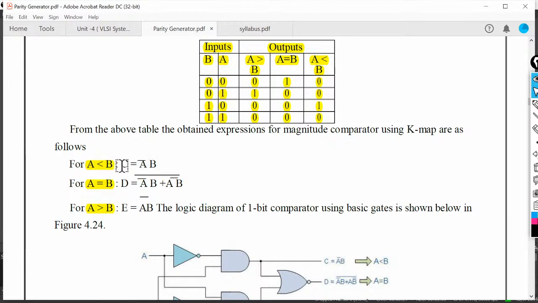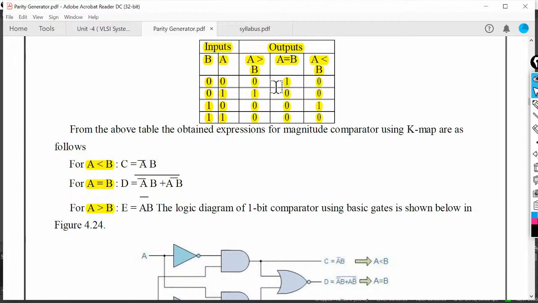If A is less than B, at that time we will get the output combination as A bar B. Why A bar B? Because when A is less than B, this column's bit will be active, and according to the input combination at this position, we get A bar B on the output side. That's why this column represents the output equation A bar B.